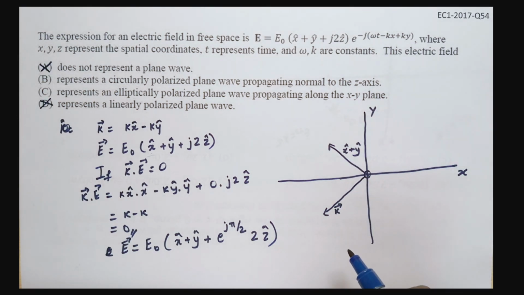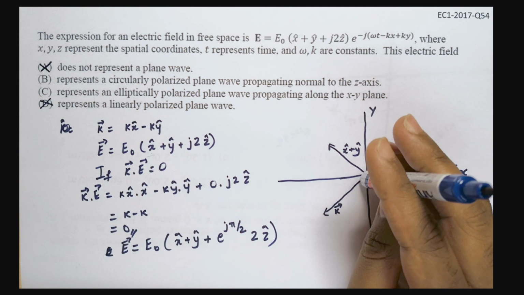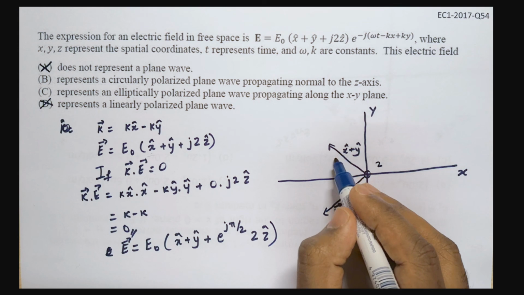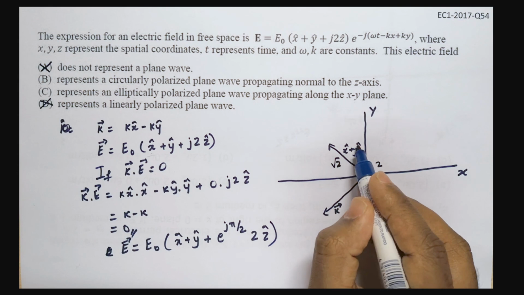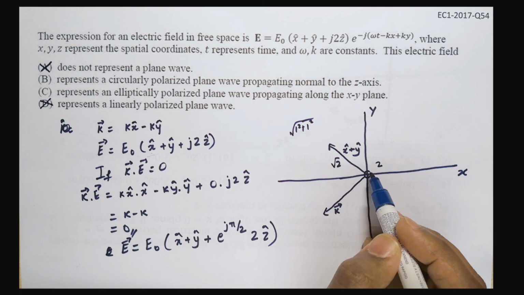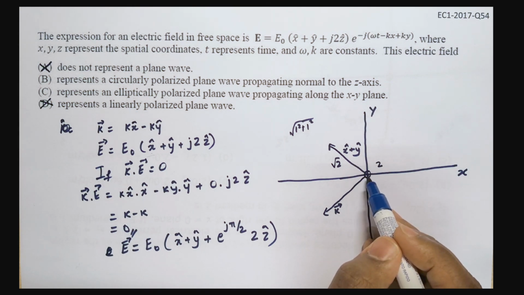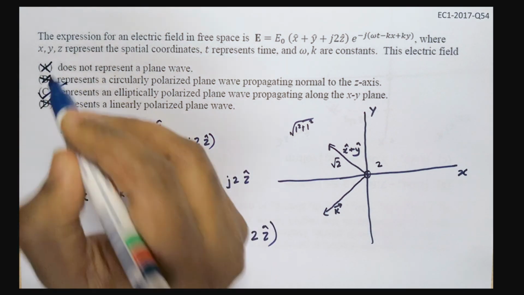So the final thing is to find whether this is circularly or elliptically polarized. The magnitude of the z vector which is coming out of the plane of the paper is 2. The magnitude of this vector which is in the xy plane is root 2, because it is just the square root of 1 squared plus 1 squared. So the magnitudes are different. It would be a circularly polarized wave if the magnitudes were the same, but since the magnitudes are different, it has to be elliptically polarized. So option B is also gone. So the right option is C.